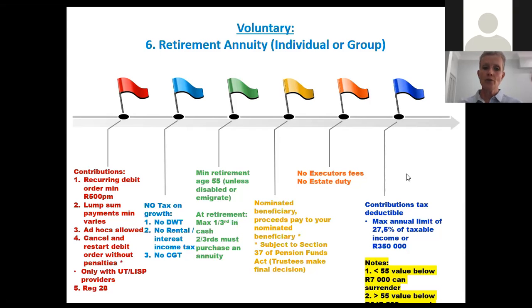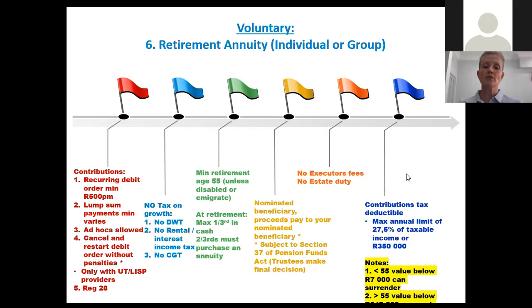There's no tax on the growth. Again, remember, the only other product that allows for no tax on growth in the voluntary space would be the tax-free savings. So all the retirement fund products, so the retirement annuity and the next two that we're going to go through, also have no tax on growth. So there's no dividends withholding tax, no income tax, and no capital gains tax. So that's a big plus.